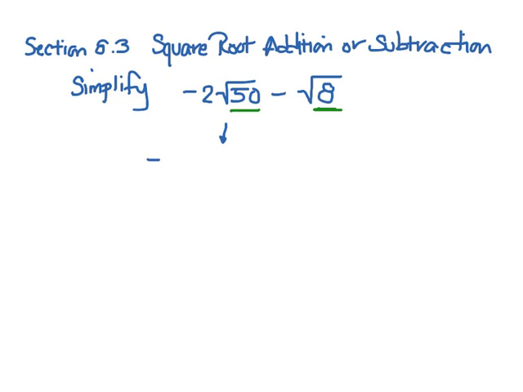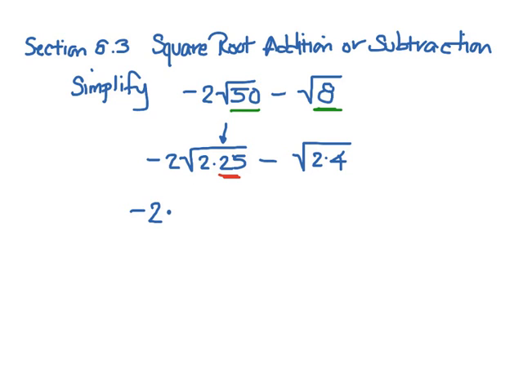So here we have negative 2 times the square root of, instead of 50, we recognize that 50 is 2 times 25, right? So we can rewrite it that way. And the square root of 8 is 2 times 4. So let's see what we can do. We have a perfect square in here. That means we can pull out a 5, right? Because the square root of 25 is 5.